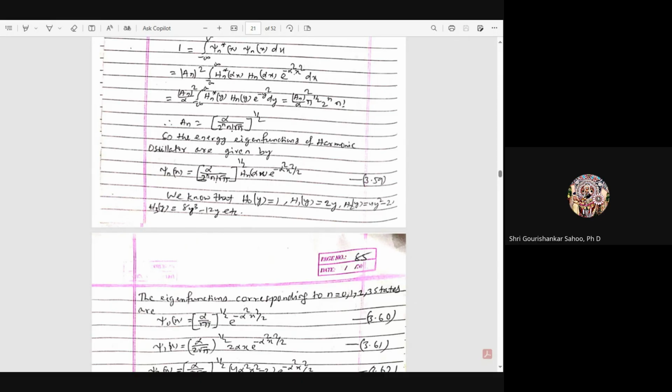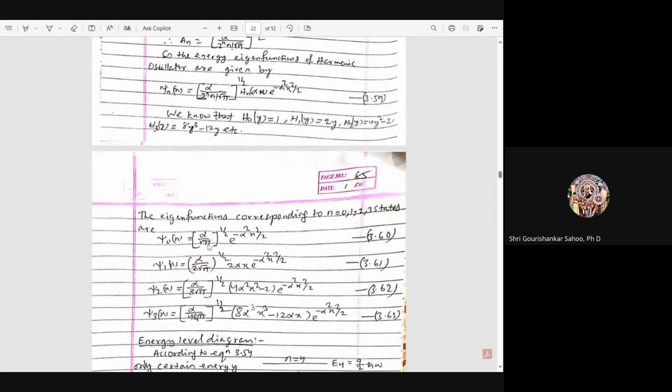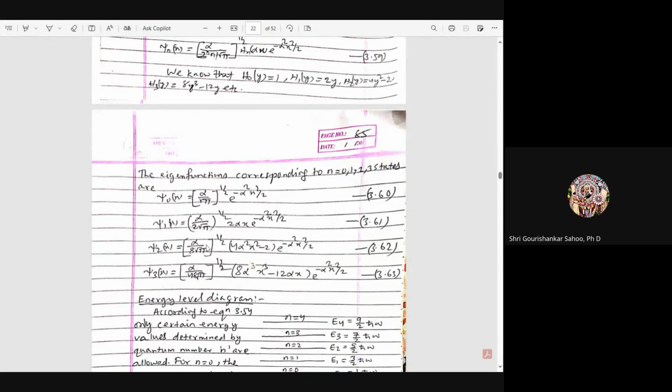And you know, I have told you and shown you how, from the solution of the Hermite differential equation, the Hermite polynomials h0, h1, h2, and h3 are evaluated. You know h0 is equal to 1, h1 is equal to 2y, h2 is equal to 4y square minus 2, and h3 is equal to 8y cube minus 12y. So by putting these, you have your eigenfunctions corresponding to the n equal to 0, 1, 2, 3 states.